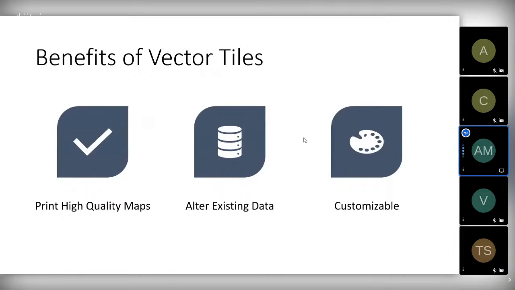So if you want to have purple lakes and pink roads on your map, you can do that using vector tiles. And why you would use this is if you want to have a very specific outcome that you have in your mind, but the raster image doesn't exist, you can create the vector tiles for yourself.